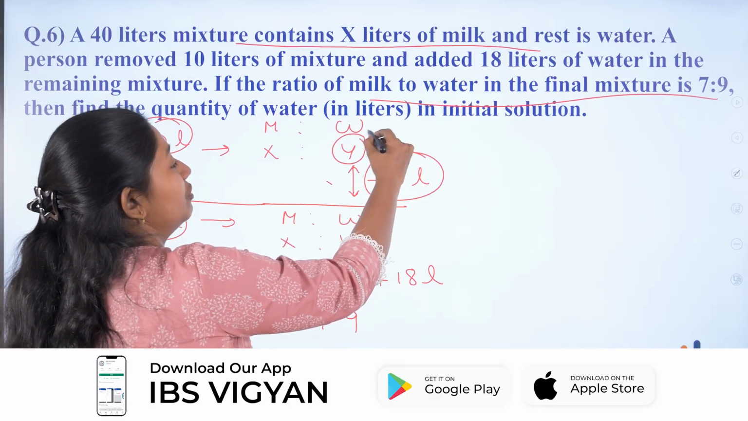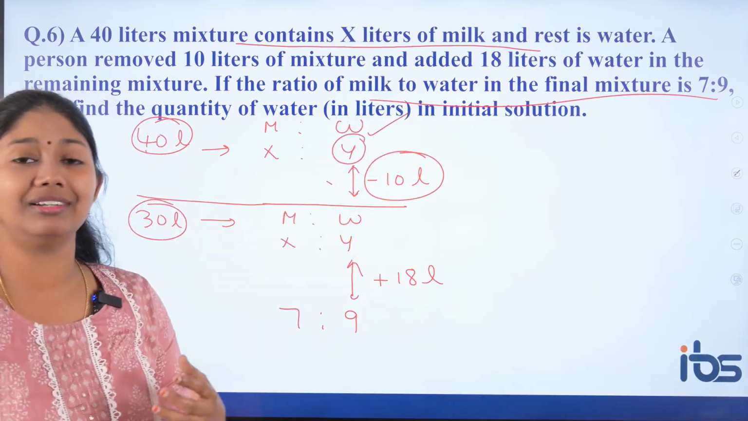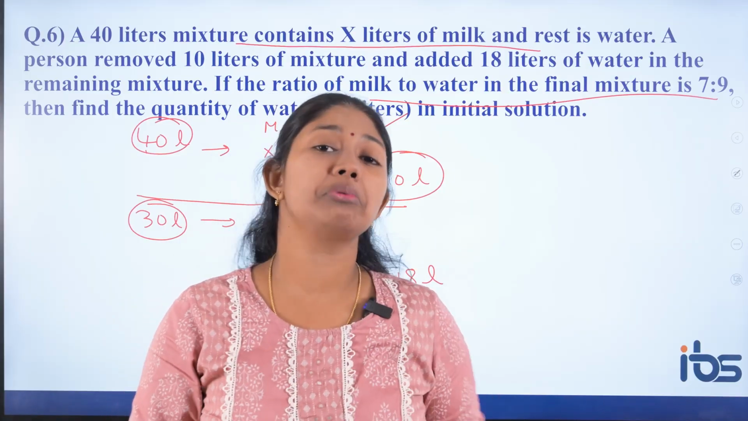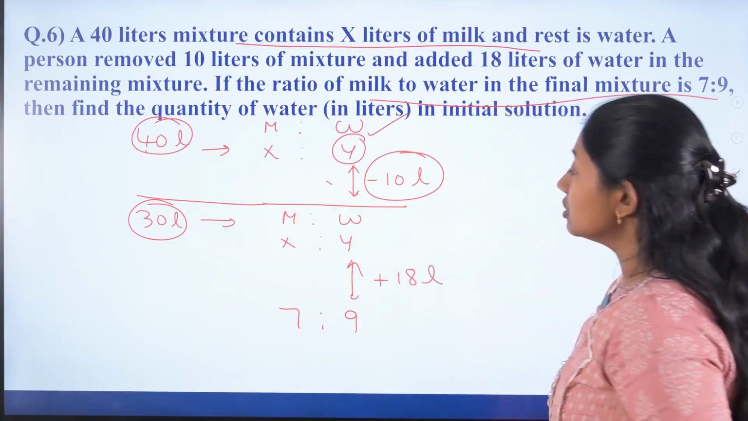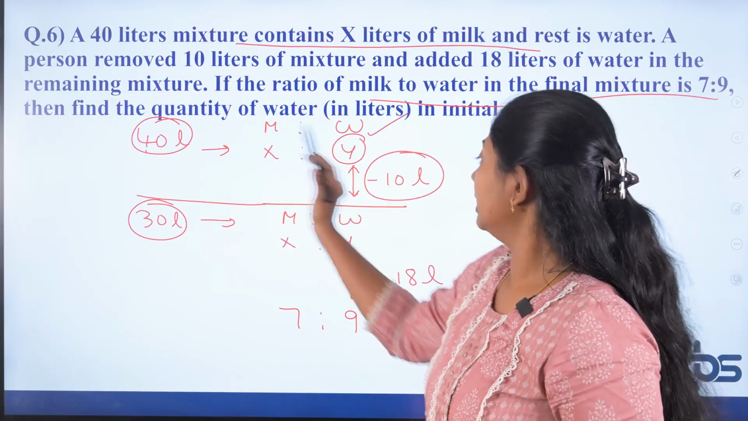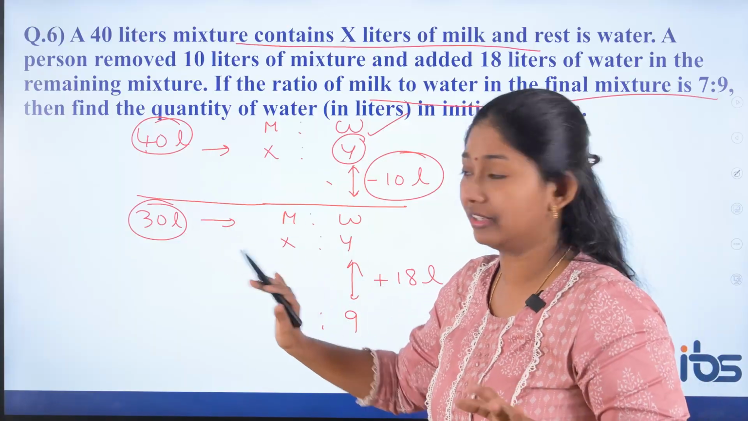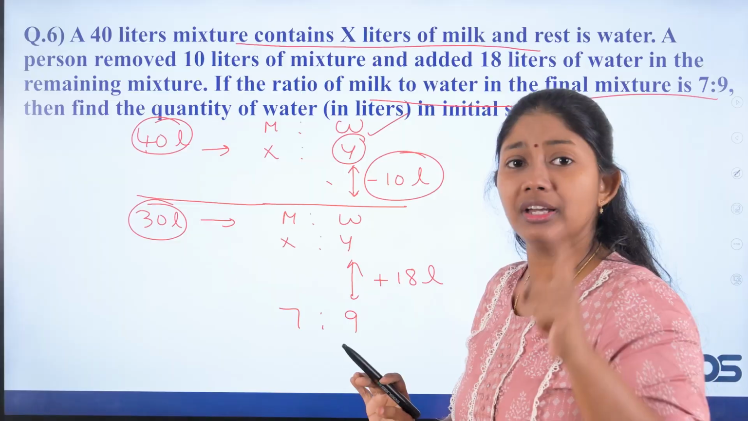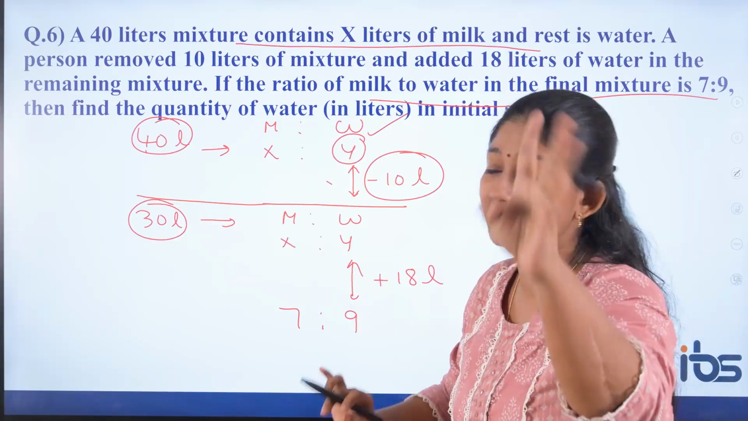That means you have to find out the value of y. That is initial, not y, its ratio. You have to find out the initial quantity of water. So just a common sense logic approach. 40 removed 10, 30 liters. Now you are adding 18 liters. So finally how much is the quantity? 30 plus 18, 48 liters.